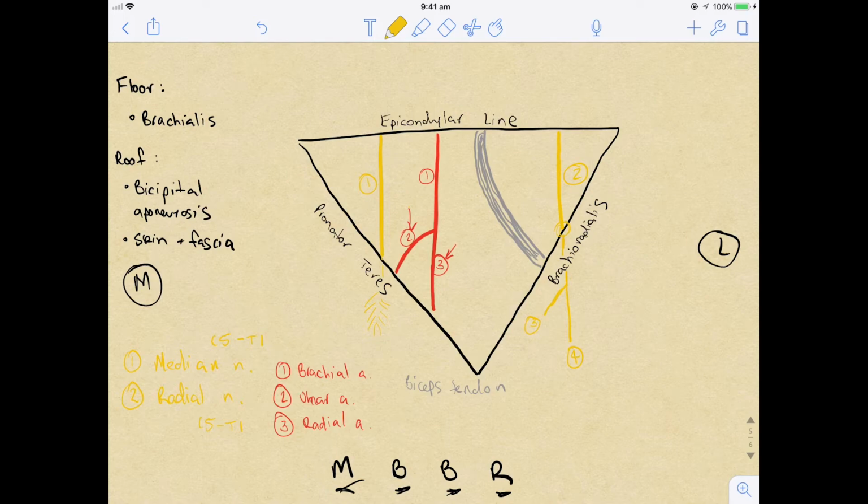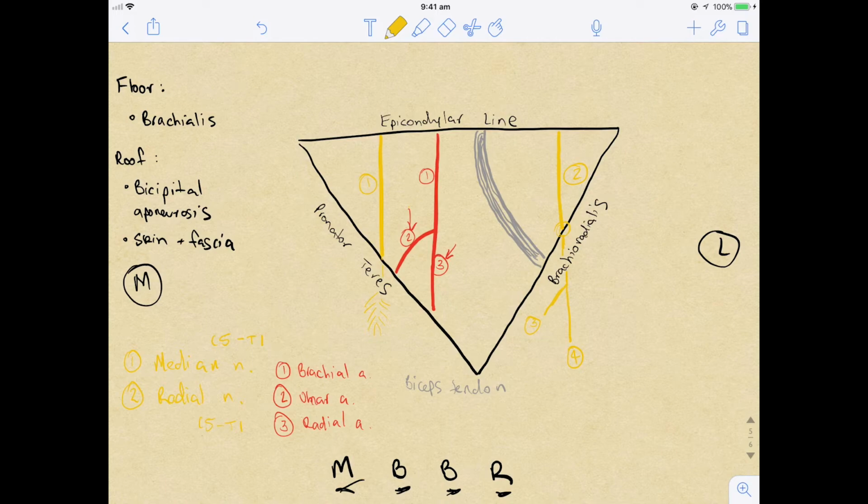Now the posterior interosseous branch actually winds around the neck of the radius and then into the posterior compartment of the forearm, where it will go to supply most of the extensor muscles, but not all, except for triceps brachii, anconeus, brachioradialis, and extensor carpi radialis longus.